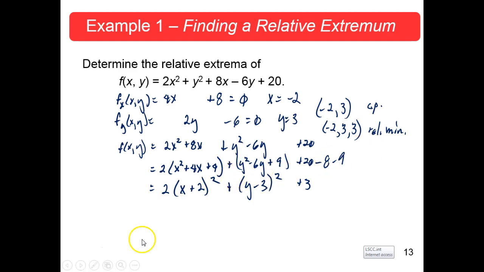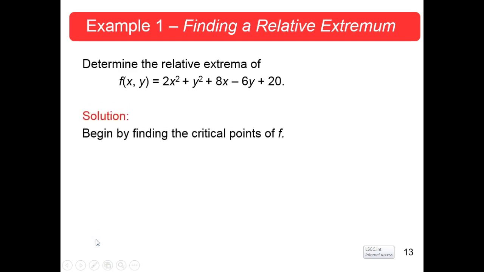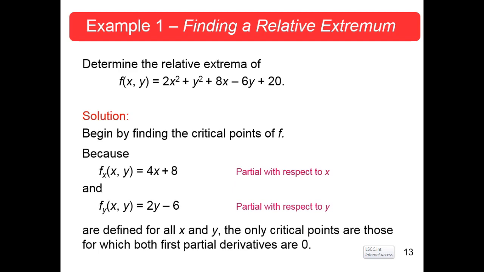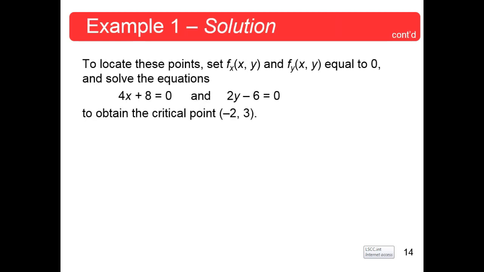So let's see how they do it. Begin by finding the critical points. How do we do that? We take f sub x and get 4x plus 8, exactly like we did, partial with respect to x. Take a partial with respect to y, get 2y minus 6. They're all defined for all x and y, so the only critical points will be where both of these are 0. Okay? The first one equals 0, second one equals 0. The point that will be your critical point is negative 2, 3.